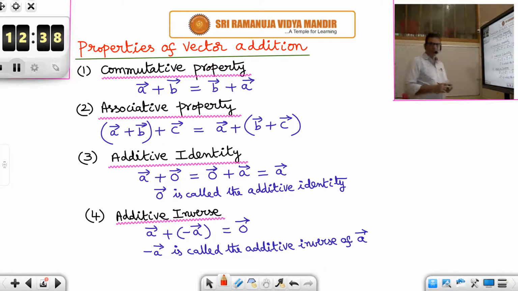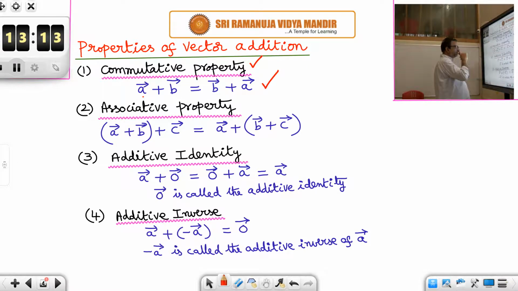Properties of vector addition. These are very simple properties, you can easily remember them. Commutative property: A bar plus B bar is equal to B bar plus A bar. So this is called the commutative law of vector addition. Which is the first vector and which is the second vector is not important. To A bar you add B bar or to B bar you add A bar, the result is the same. That is called the commutative law of vector addition.